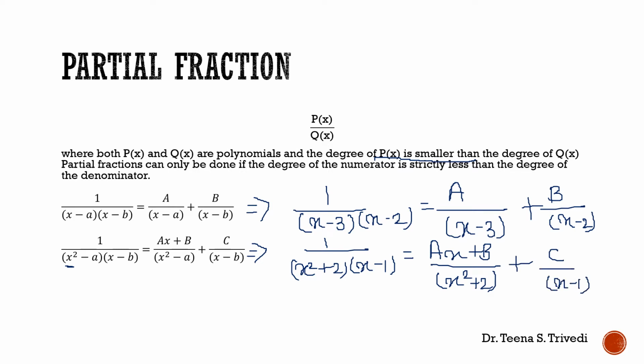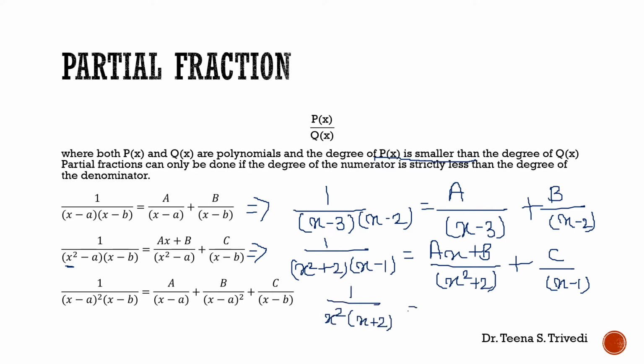another constant for the second term, that is x minus 1. Okay, and similarly, if there is (x minus a) whole square times (x minus b), then we have to write A upon x minus a, B upon (x minus a) square, and C upon x minus b. For example, if there is x square times (x plus 2), what you have to write is A upon x, B upon x square, and another constant for the last term, C upon x plus 2. Then you have to find the values of A, B, C.